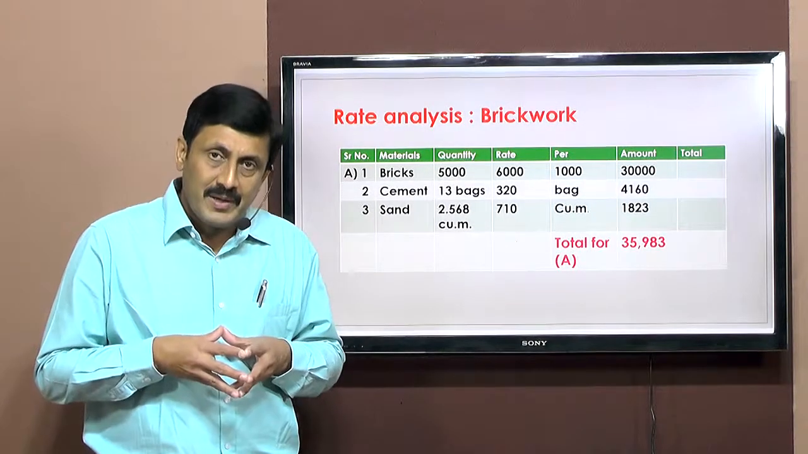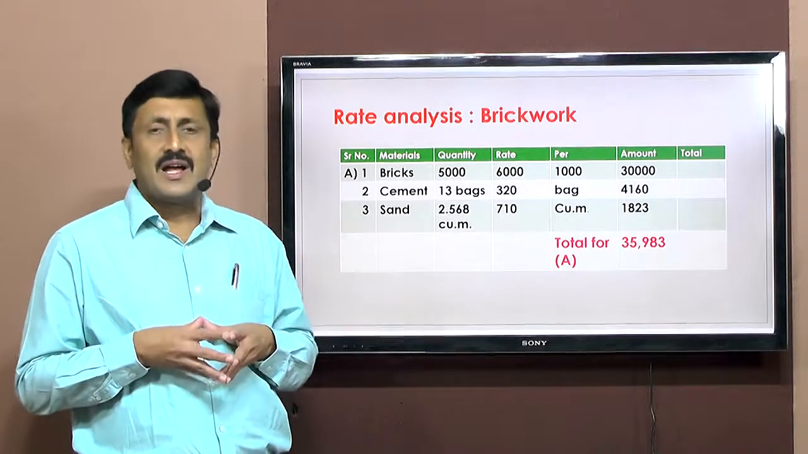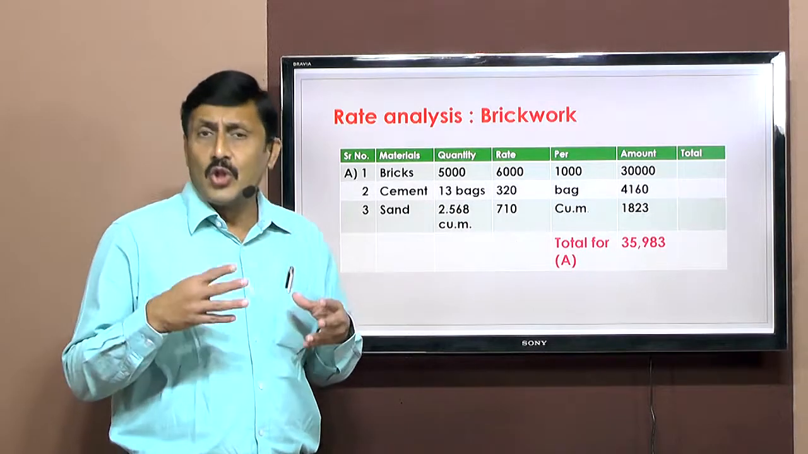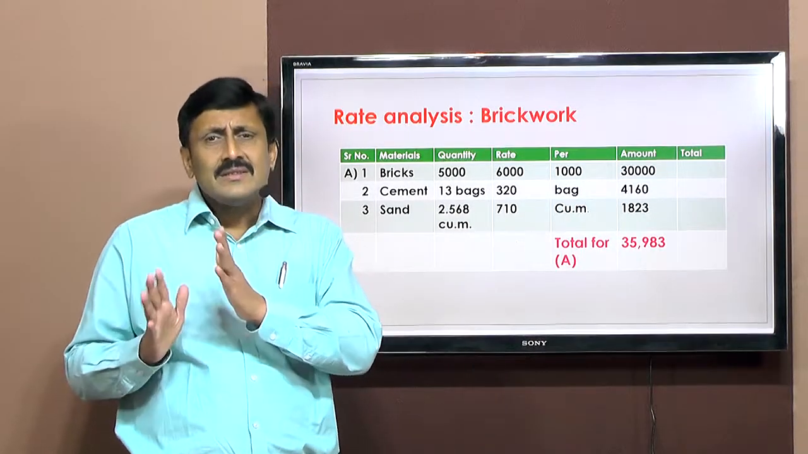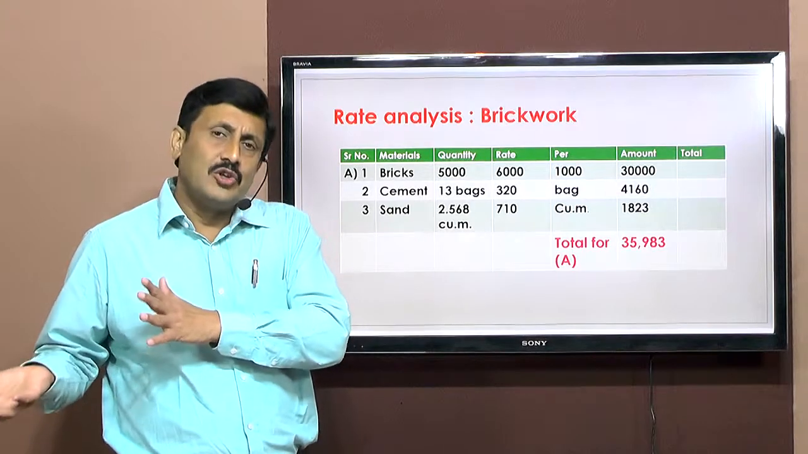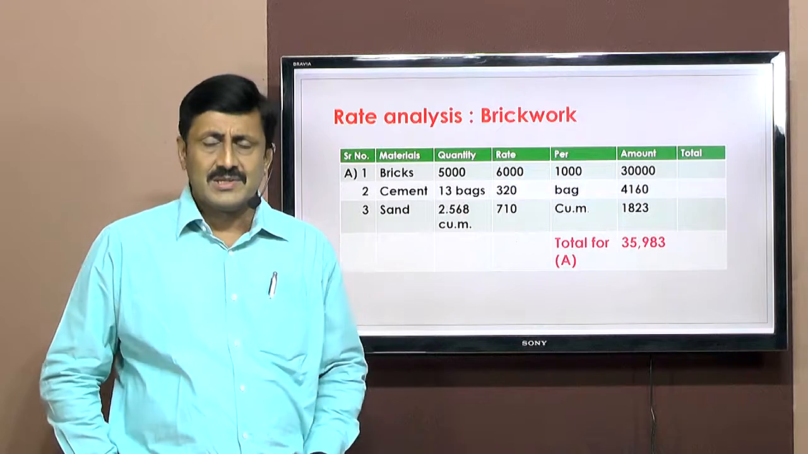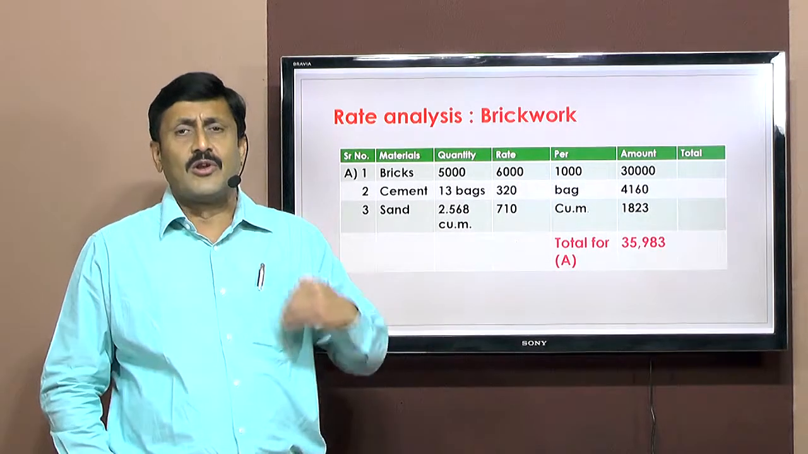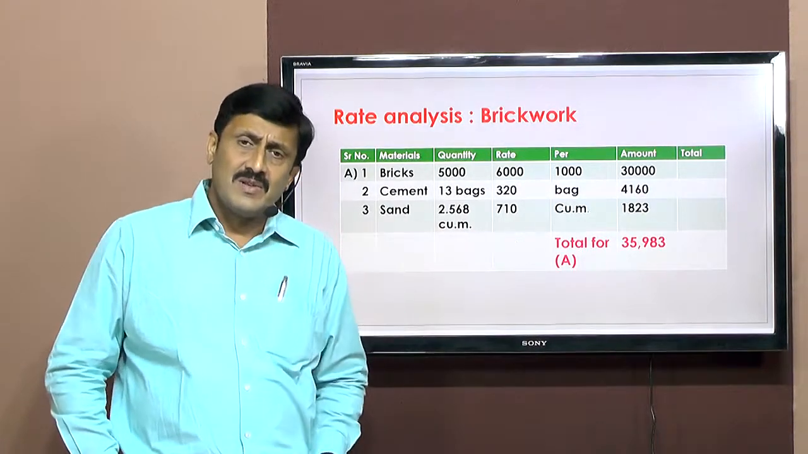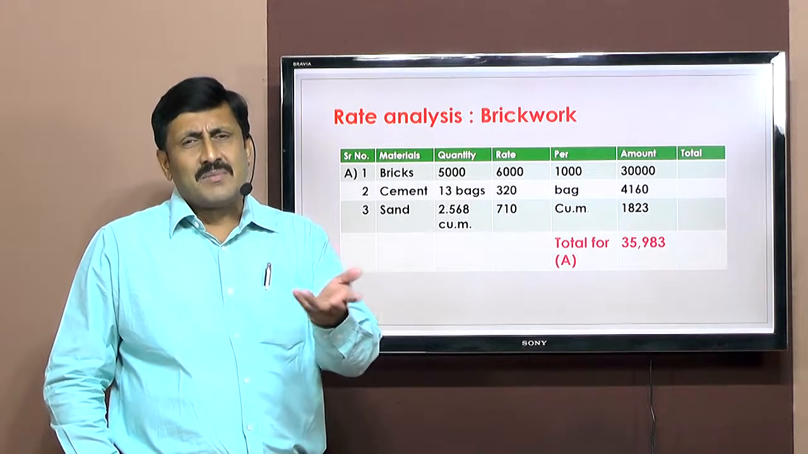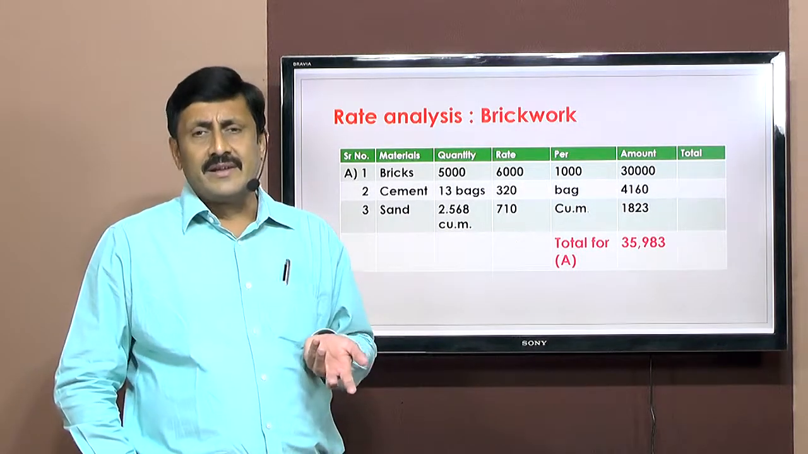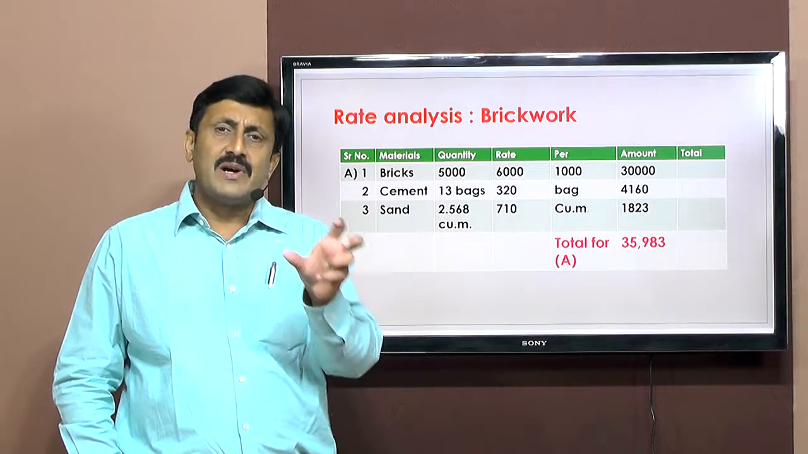Rate per cubic meter is, we are assuming it as 710 rupees. Normally you have to calculate rate per cubic meter on the basis of the terminology used on site, where rate per brass is available. So rate per brass is around 1800. So 18 rupees per cubic feet it is.